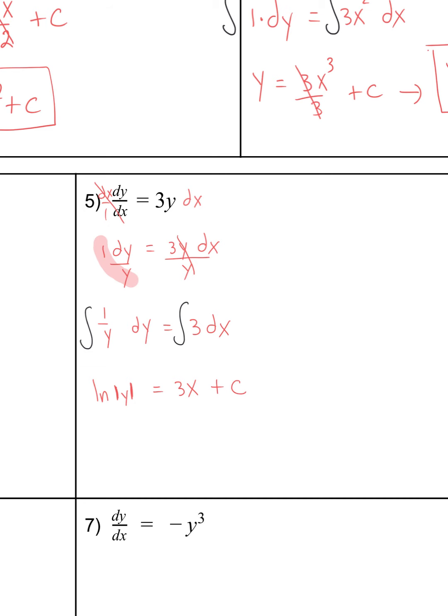Now we have one extra step. We need to get rid of this ln in front. We have to get the term with y in it by itself. So to get rid of ln, we exponentiate both sides, and that means we simply make e the base on both sides. Why do we do that? Because here on the left, e and ln cancel each other out, and we are left with what's left. So we're left with the absolute value of y.